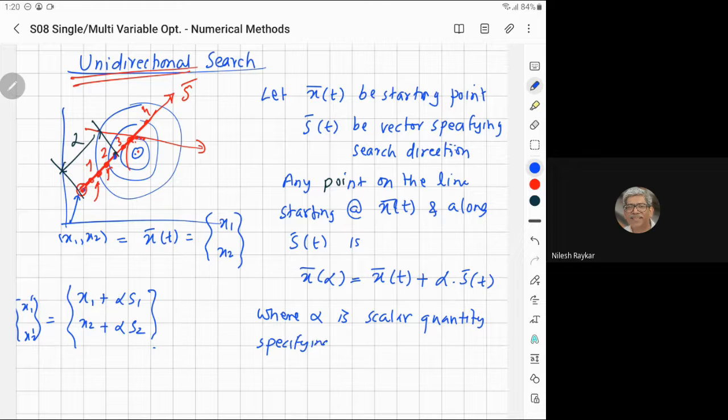Alpha is a scalar quantity, so alpha is not a vector. It is written here that it is a relative distance. It will be the perfect distance if S bar happens to be a unit vector. If S bar is a unit vector, in that case alpha would represent the exact distance. But if it is not a unit vector, it will be some multiple of the distance.